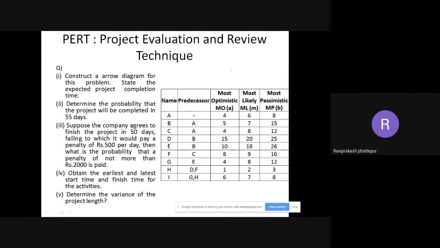Faster, students. In this sum, we need to cover too many things. Done copying, students? Can I move ahead? No, sir. Fast.